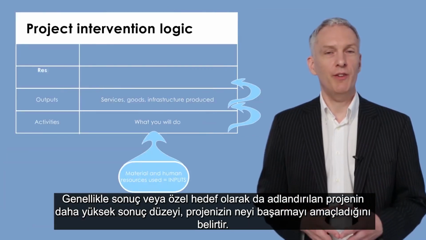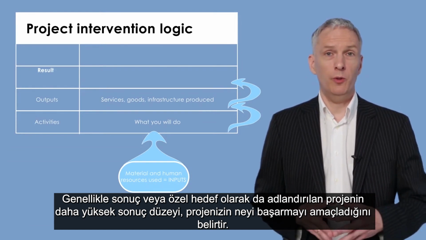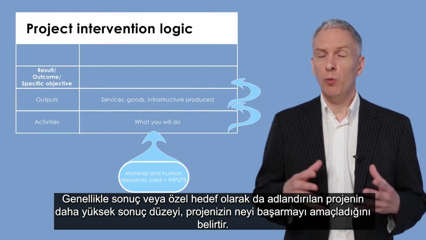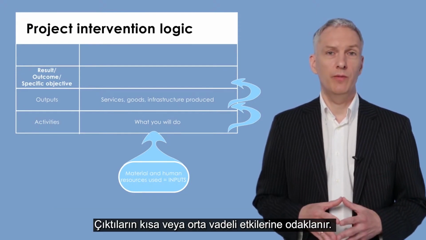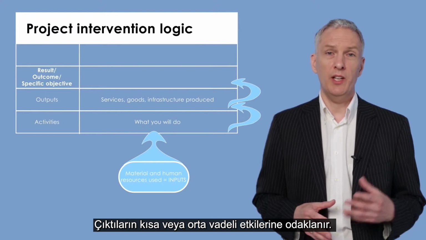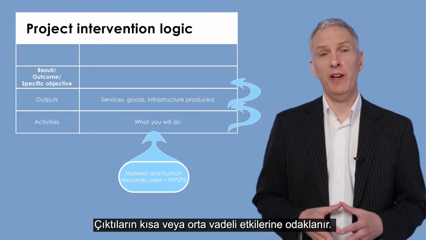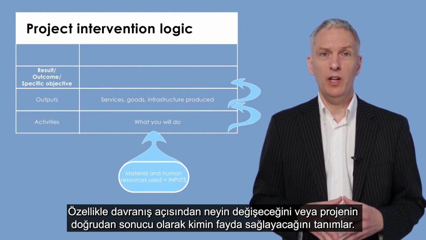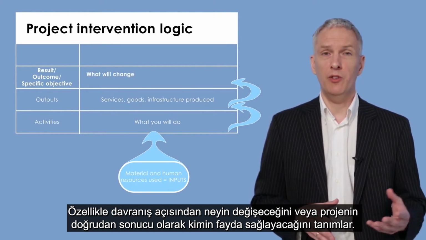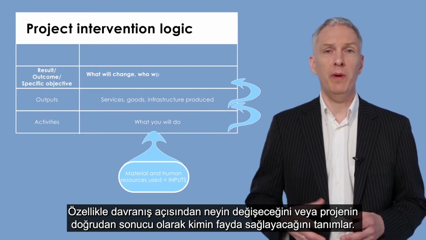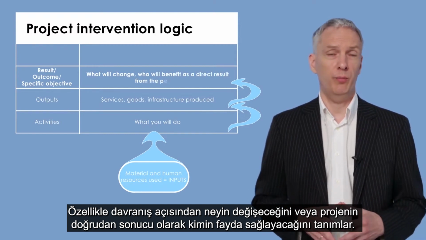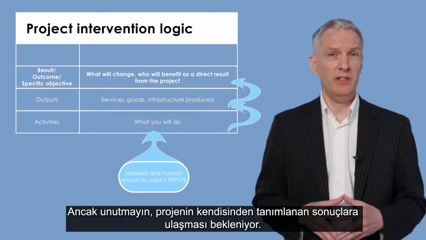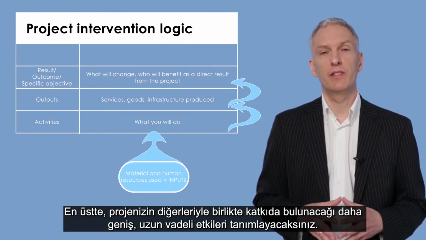The project's higher results level, also often called outcome or specific objective level, specifies what your project aims to achieve. It focuses on the short-term or medium-term effects of the output. It identifies what will change, notably in terms of behavior, or who will benefit as a direct consequence of the project. But remember, the project itself is expected to achieve the defined results.